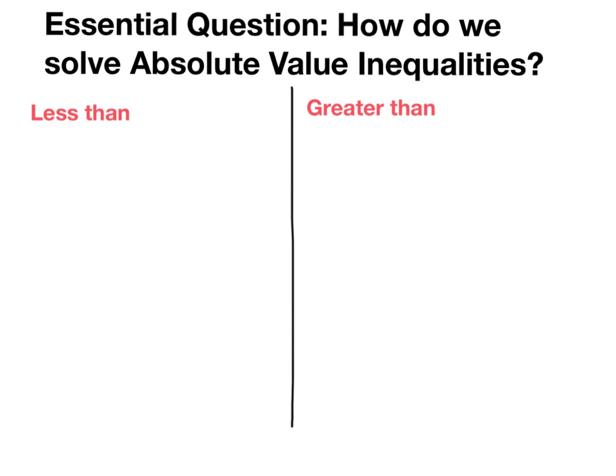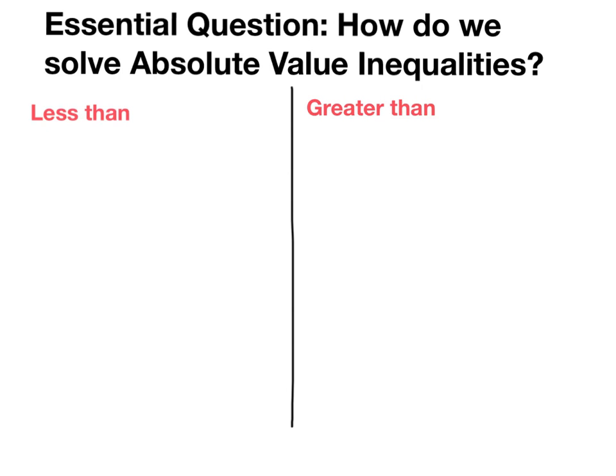All right, we're going to look at how we solve absolute value inequalities. You can solve absolute value inequalities by rewriting them as compound inequalities and then solving each part. But they come in two forms. First is if we have less than.